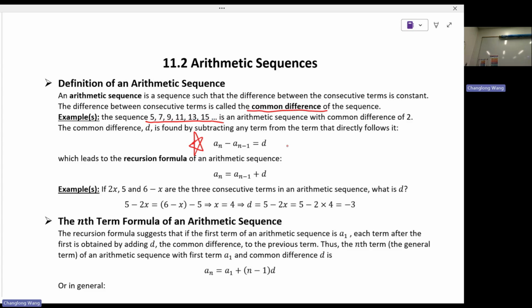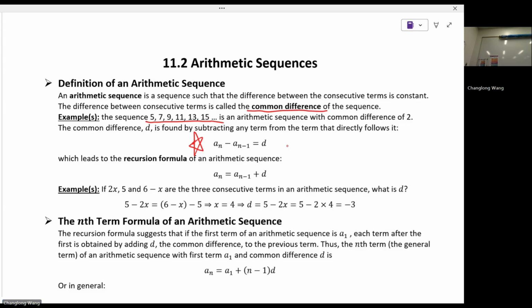But let's put it this way. The convention is you always subtract, say, a sub 1 from a sub 2, right? You always subtract a sub 2 from a sub 3, right? So that will be the common difference that everybody's talking about.